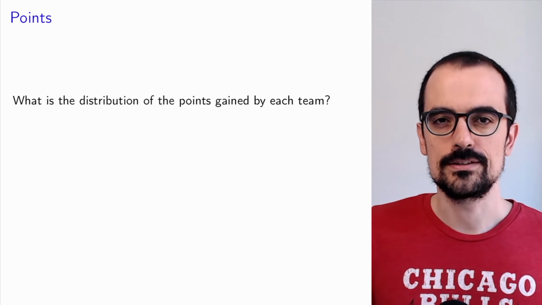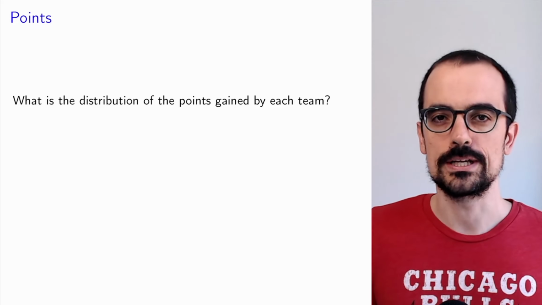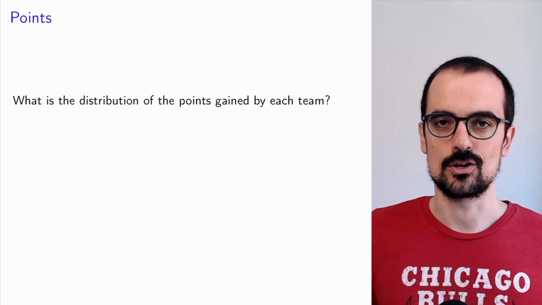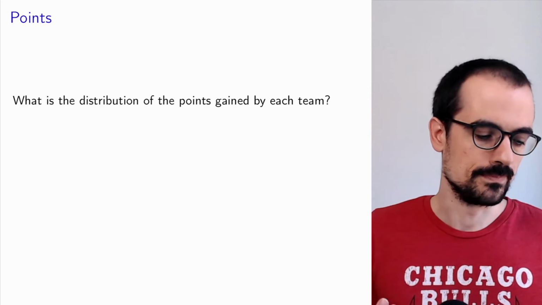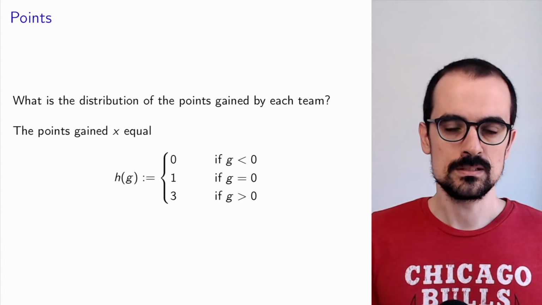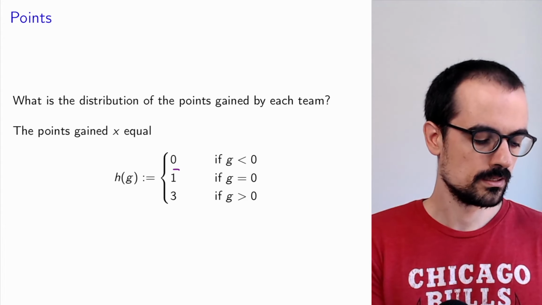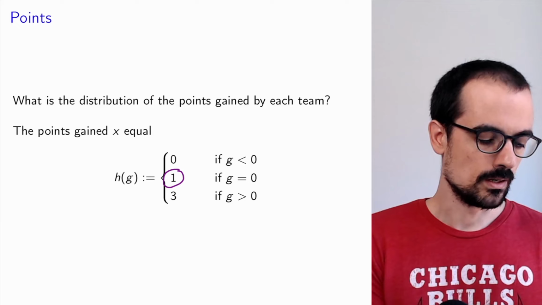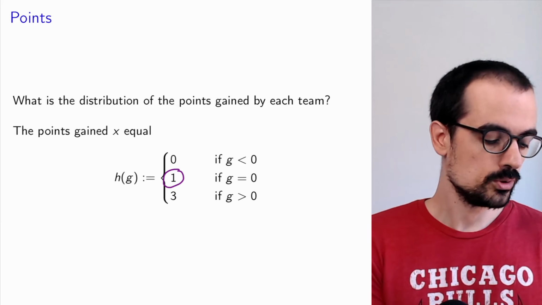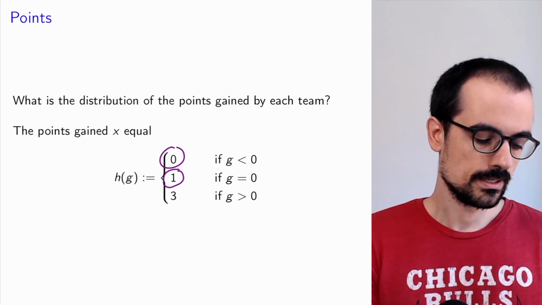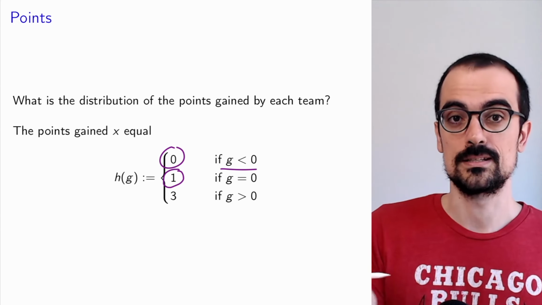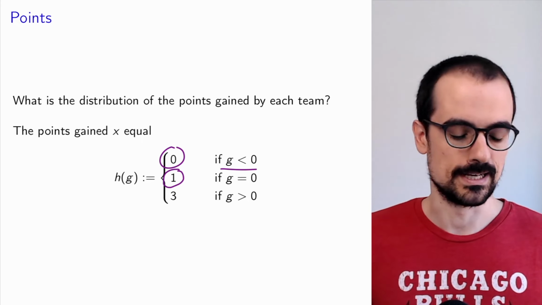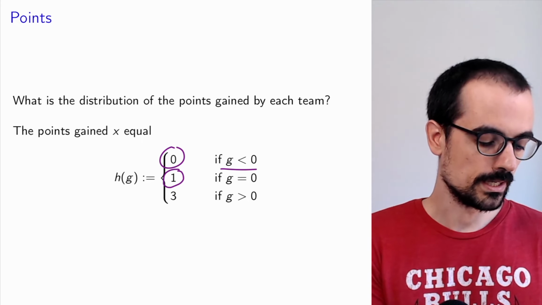Okay, so now let's consider the question, what is the distribution of the points gained by each of these soccer teams from that game? If you're not familiar with soccer, let me tell you that usually in most soccer leagues, if you tie a game, you get 1 point. So that's why the number of points is 1 if the goal difference is 0. If you lose a game, you get 0 points. Okay, so here we're looking at it from the perspective of the team that loses if the goal difference is negative. And if you win, you get 3 points.